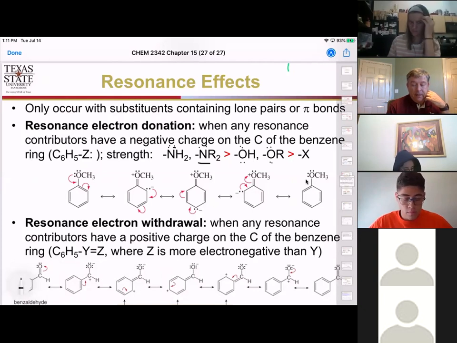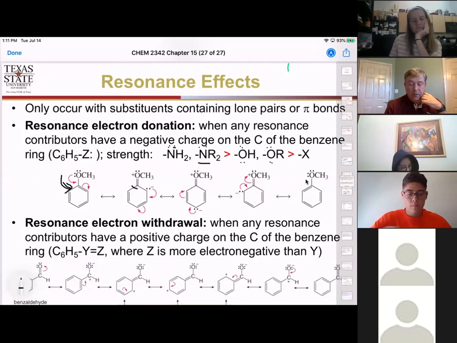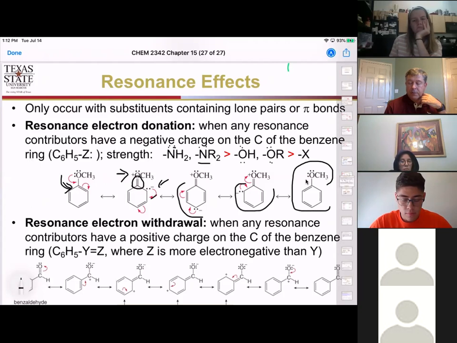So if we had the electrons from the lone pair of this oxygen come in here and donate to give us a double bond here, we now have charge separation. We have a positive charge on this oxygen, a negative charge on the ring. And because of resonance delocalization, this negative charge can move all the way around the ring until we get back to our neutral species here.